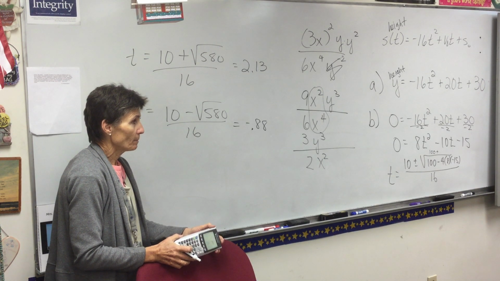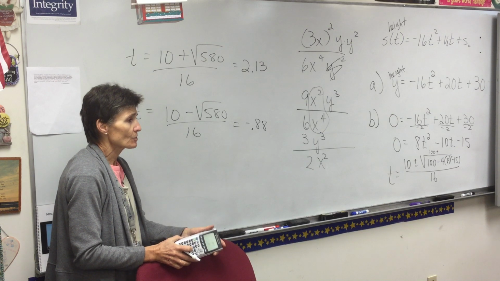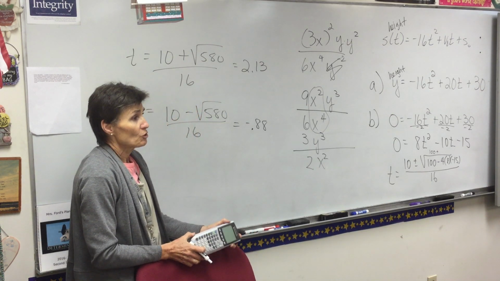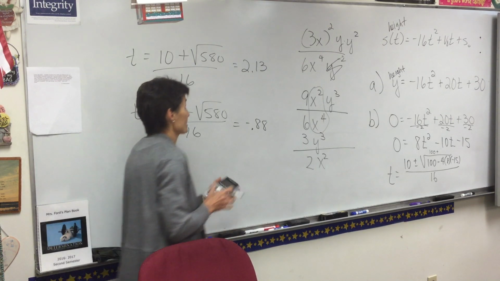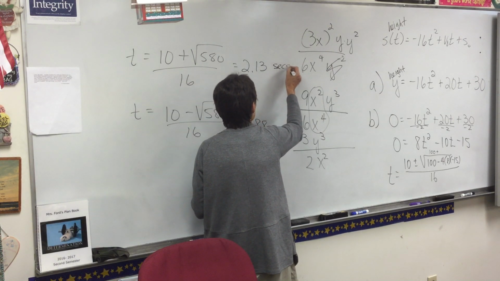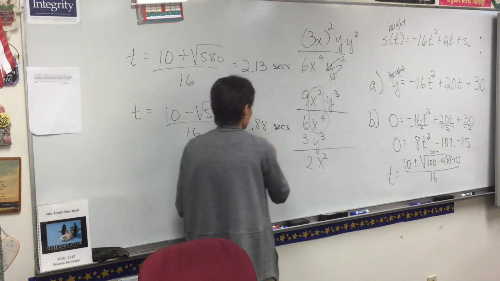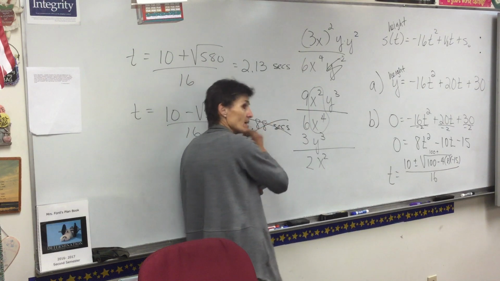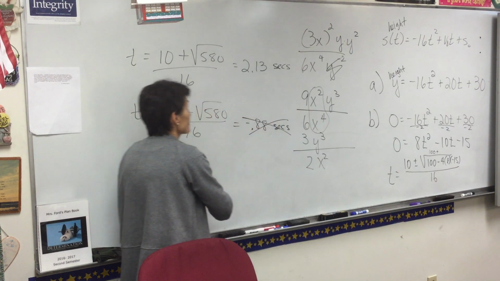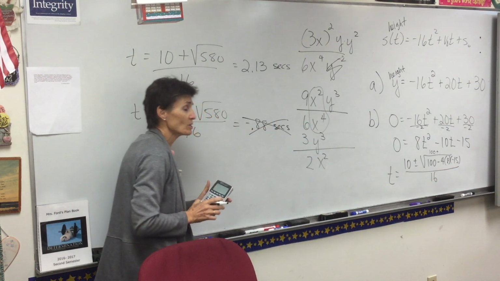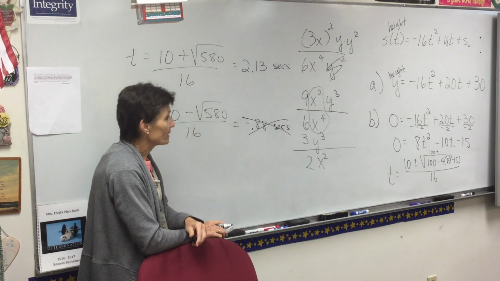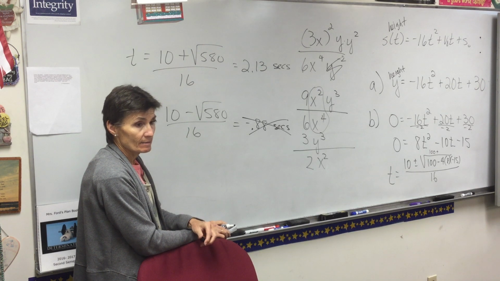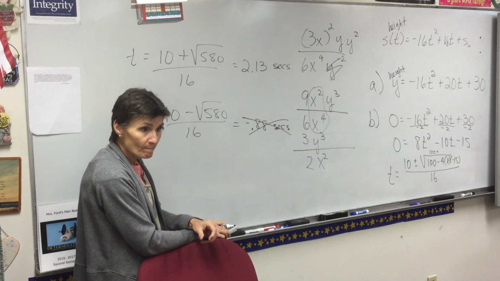Now this is a word problem, so we have to label our answers. So is that 2.13 feet? Is that what it is? Seconds. Seconds. And as soon as you put the label on there, something occurs to you. Negative. I think that's a bad answer. So there's only one answer to this question. When does the ball hit the ground? After 2.13 seconds. Right?